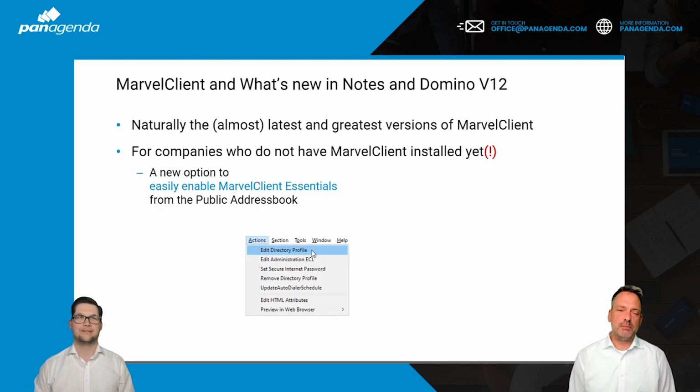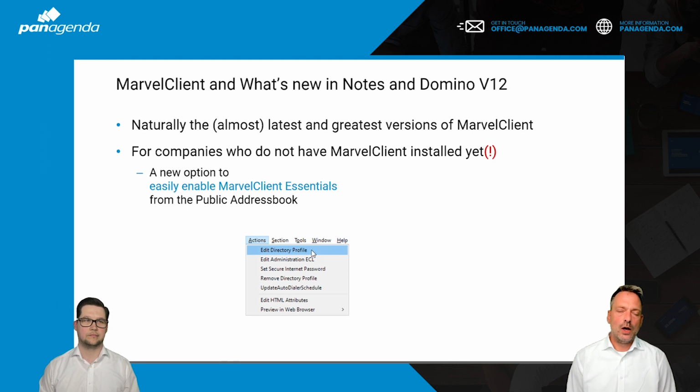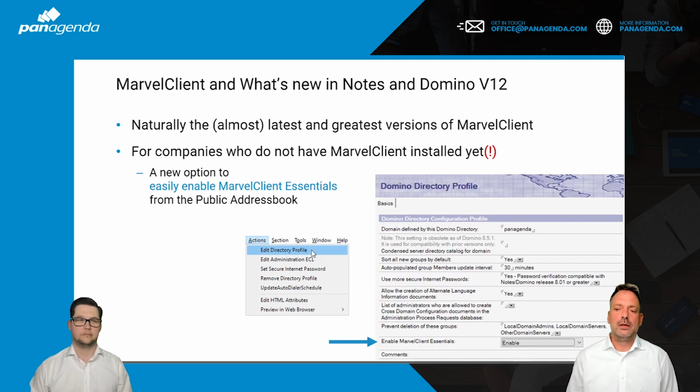For companies who don't have MarvelClient installed yet, there's a new option in the public address book to easily enable MarvelClient Essentials. Note the big red exclamation mark there. It's built for customers that don't have a MarvelClient configuration and analyze database yet to get acquainted with MarvelClient in a simpler fashion. All you have to do is upgrade the design of your public address book, go to Actions, edit directory profile from within your public address book, and then you have a new option to simply enable MarvelClient Essentials.